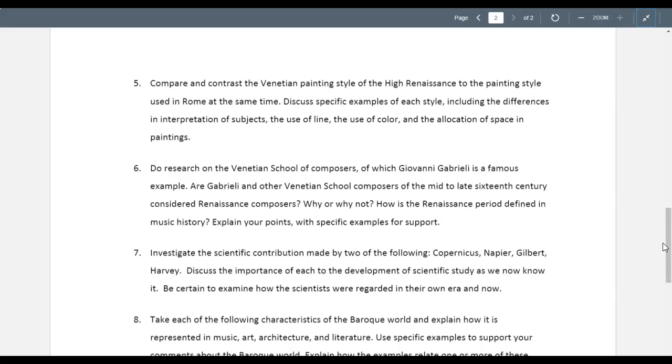The next question focuses on Venice, highly influential of this era, and in this case, the Venetian School of Composers, and how they were influential with the direction that music would take. Are they really Renaissance composers, although they're in this time, the 1500s? Or are they instead moving us to something else? So I want you to discuss that. Do you see them as Renaissance? What really qualifies music as Renaissance music? And discuss the history of that.